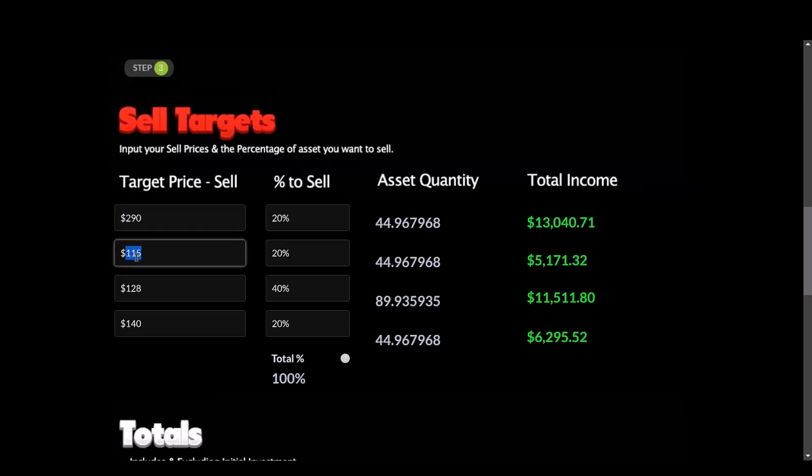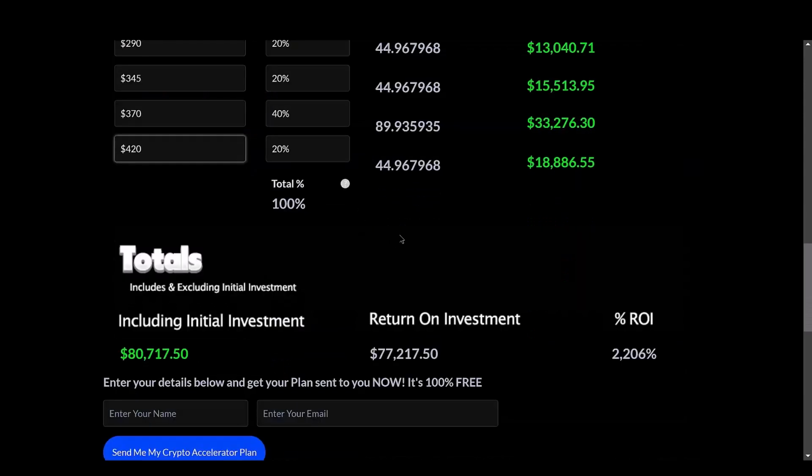So let's say that first sell, 300, we'll make it 290. We'll do 345. We'll do 370 here. And the last one will be 420. Okay, again, we're going to leave our percentages the same, 20, 20, 40, 20. Let's see what our ROI would be now.